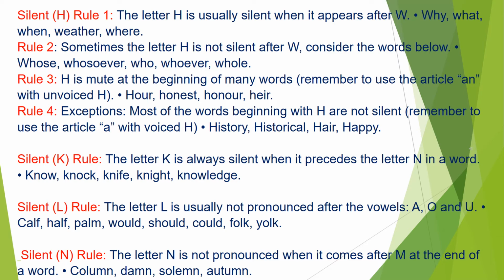Silent L rule. The letter L is usually not pronounced after the vowels A, O and U. For example, calf, half, palm, would, should, could, folk, York. The letter N is not pronounced when it comes after M at the end of a word. For example, column, damn, solemn, autumn.